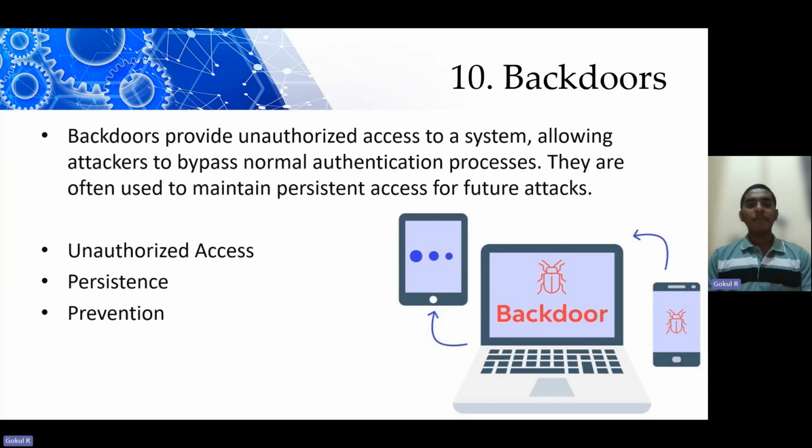The next one is backdoors. Backdoors provide unauthorized access to a system, allowing attackers to bypass normal authentication processes. They are often used to maintain persistent access for future attacks. Commonly, what are backdoors doing? They are doing the unauthorized access. They provide a hidden entry point for attackers to gain access to the system to steal information. The persistence is often used for maintaining access for future attacks on our system. How to prevent? Regularly update our software patches and use network security measures.